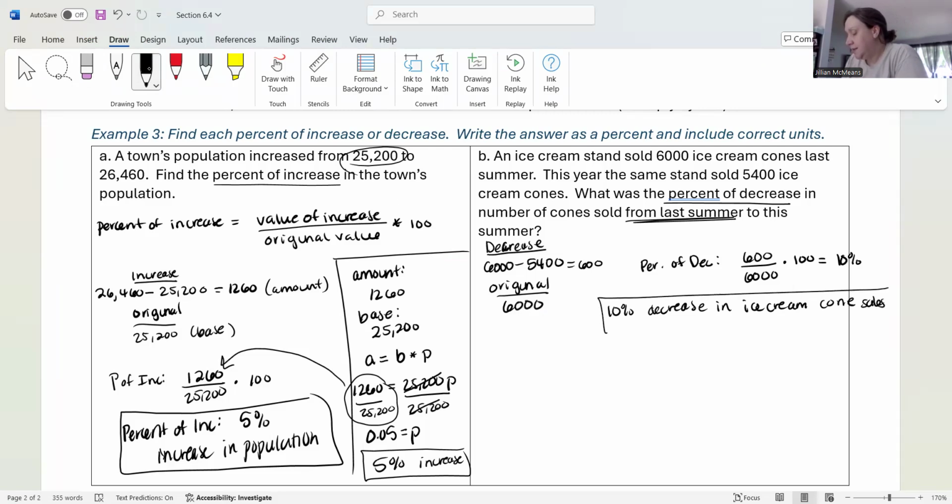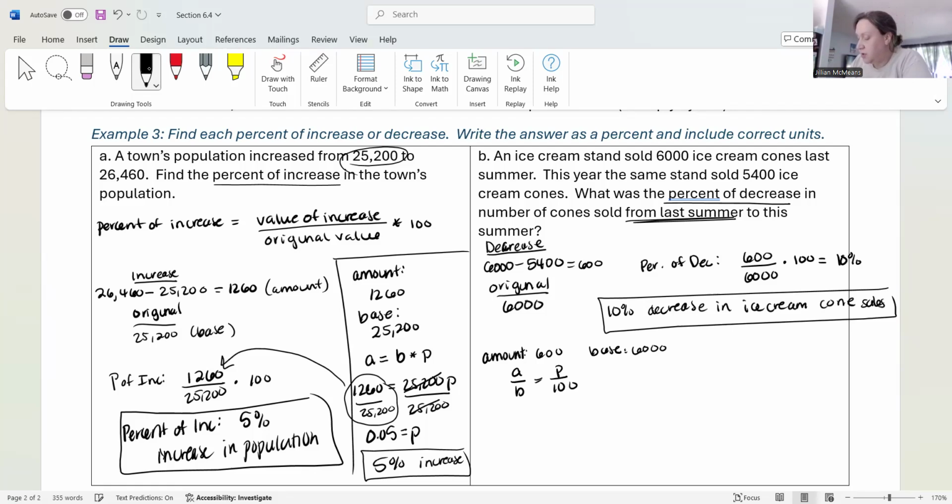And that's it. Now, I told you I would show you the percent proportion. In this case, the amount is always going to be the value of the increase or the decrease. So the amount here is 600. The base is the original value, which we determined was the ice cream cones sold last summer, so it'd be 6,000. And remember, for the percent proportion, we have the amount over the base equals the percent over 100. So we would get 600 over 6,000 equals P over 100.